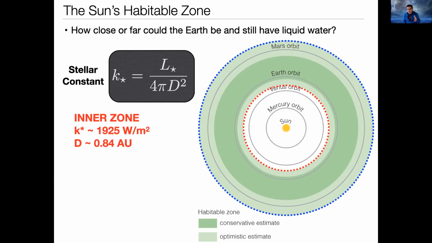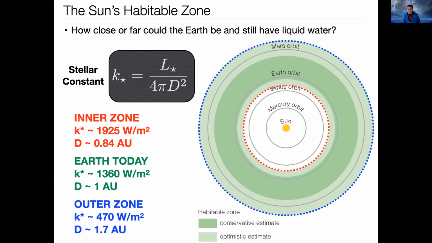So the inner zone, okay, if the Earth were to get any closer than that inner zone line, the amount of energy we get from the sun would be so much that it would be too hot on Earth for liquid water to exist on the surface. Okay, so if the energy input from the sun exceeds 1,925 watts per meter squared, which happens at about 0.84 AU, okay, 0.84 the Earth's current distance from the sun, then we wouldn't be able to have liquid water on the surface, okay?